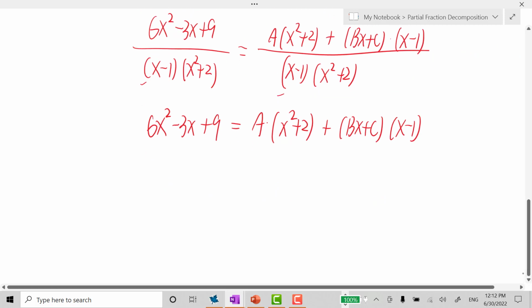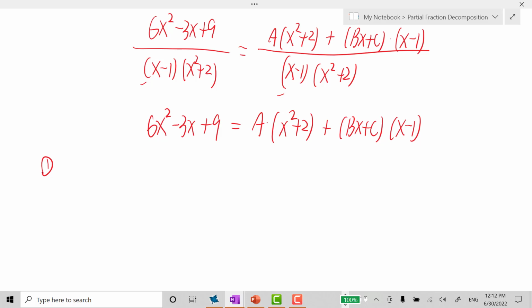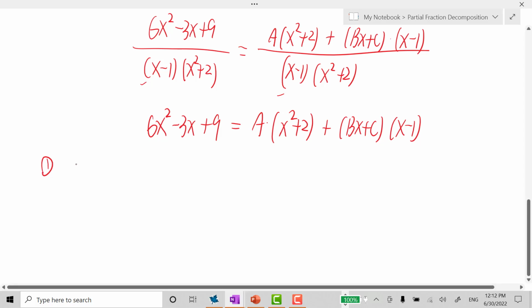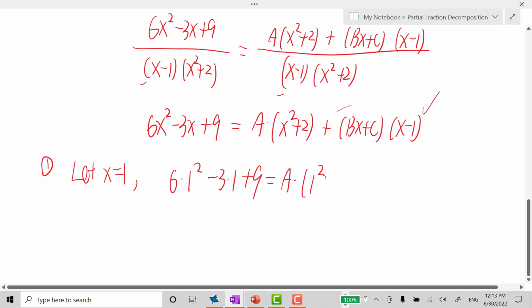If you observe this equation, we can solve it using two different methods. I'm going to show you both methods. The first method is just observing this. Let x equal 1. If x equals 1, then this whole part becomes 0, so we're eliminating D and C at the same time. On the left, we get 6 times 1 squared minus 3 times 1 plus 9. On the right is A times 1 squared plus 2.